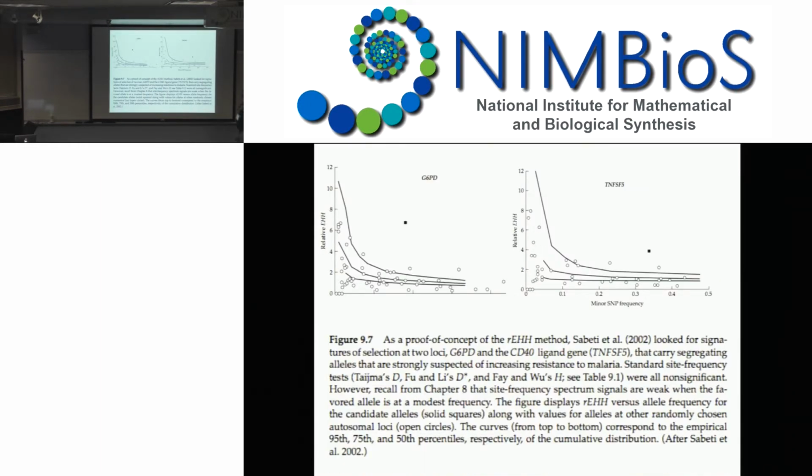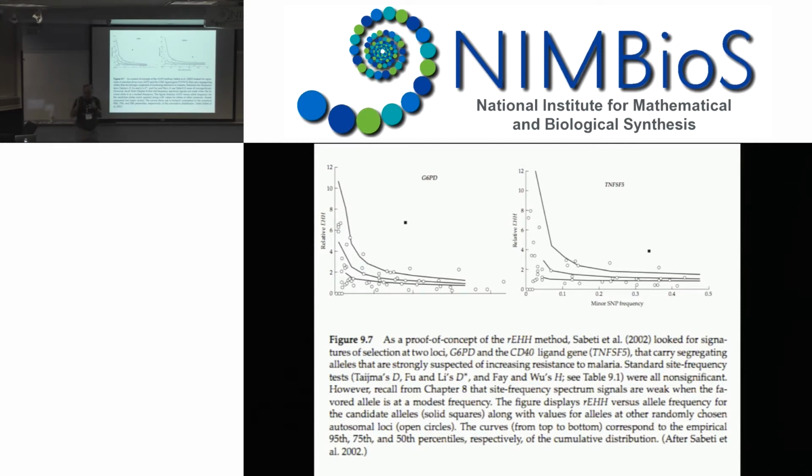And here's proof of concept. So G6PD is an allele that's thought to be involved in malarial resistance, and this is another gene involved in malarial resistance. So what they basically did is they took random alleles, they computed this score, and they computed allele frequency, and what you see here is this is clearly an outlier, and that's clearly an outlier. So this is their idea behind sort of ground testing this method.